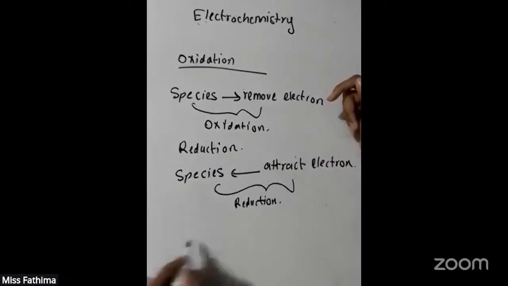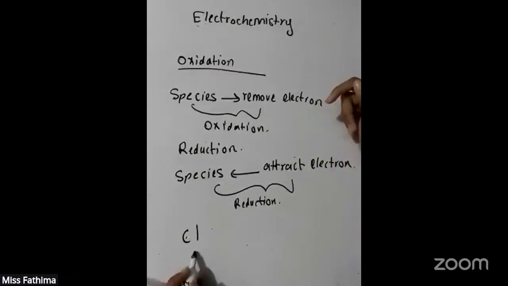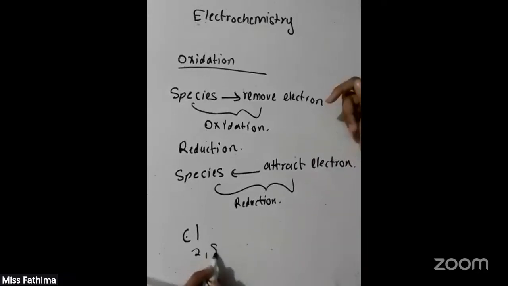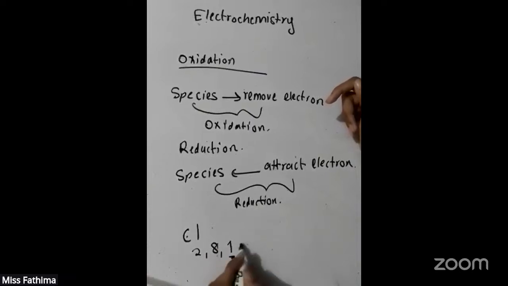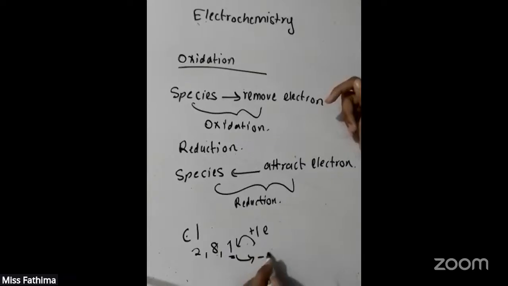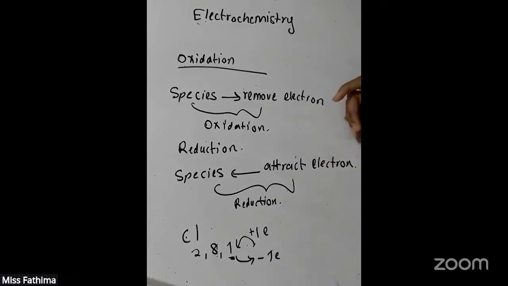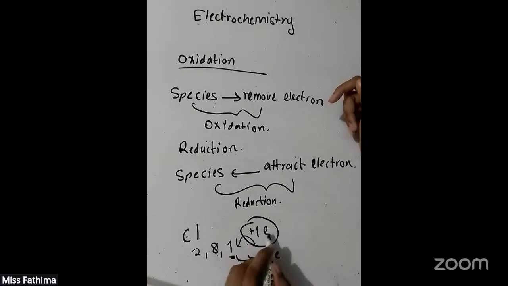Did you understand? Now when you take chlorine, what is the electronic configuration of chlorine, children? 2, 8, 7. Now you see here in the last energy level, they have 7. In order to make them stable, if they attract one more electron, they will become stable. Or else you have to remove all these 7 electrons. Which is easy, removing one or attracting 7?